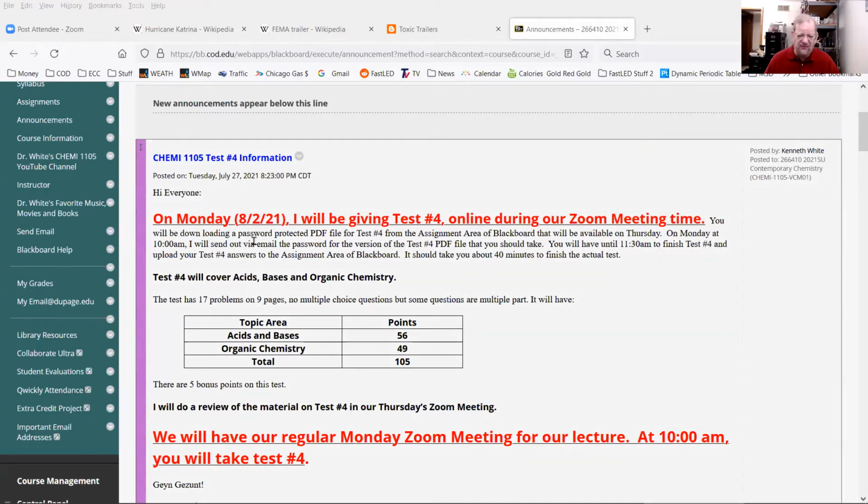You will be downloading a password protected test number 4, which I should make available by this Thursday. On Monday at 10 a.m., I'll say go, let you go, and then I'll send out the email with the password for your version. Yes, there'll be 2 versions of test number 4 PDF file. You'll have until 11:30 to finish test number 4 and upload your answers to Blackboard. It should usually take about 40 minutes when I do a test face to face. I'm giving you a lot more time.